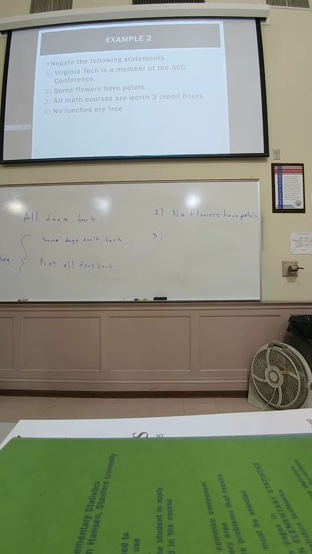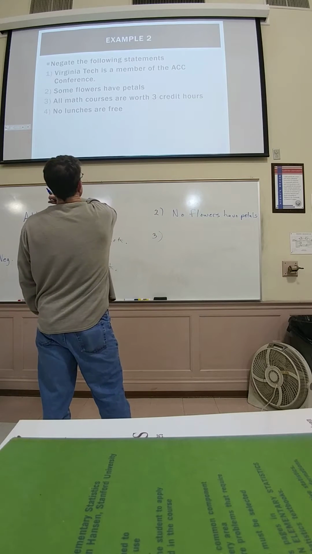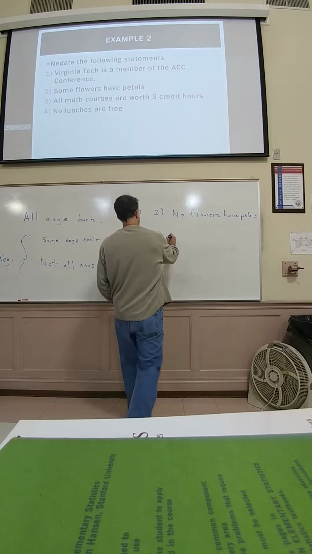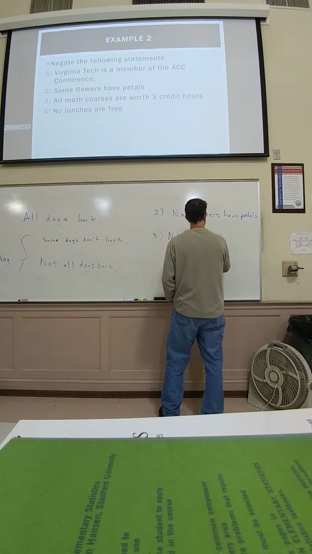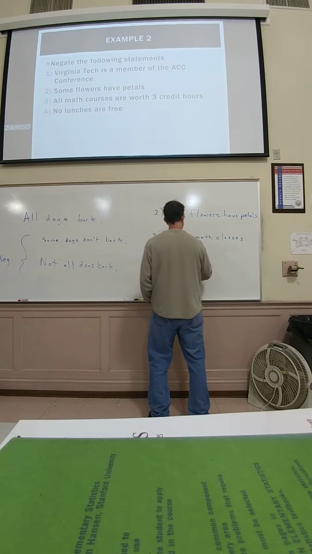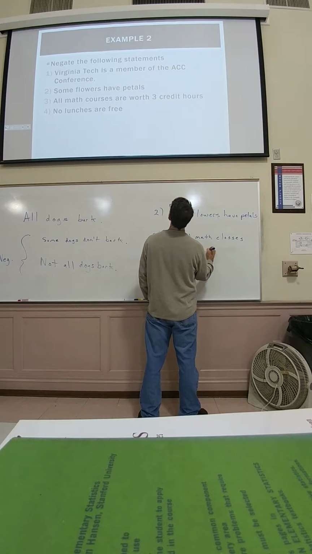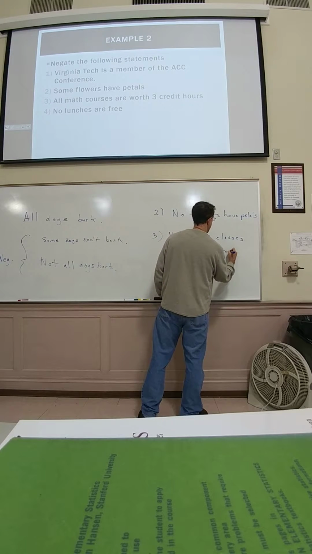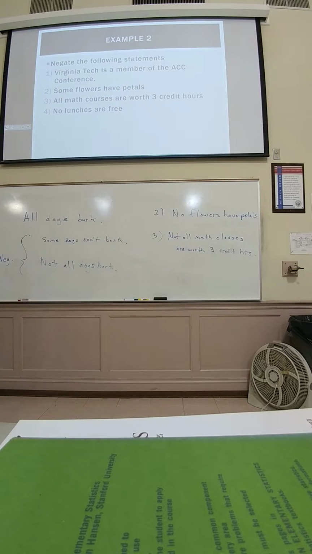All math courses are worth 3 credit hours. Well, I claim all, so I only have to say some math courses are not worth 3 credit hours, or you can use not all to negate all. So not all math classes are worth 3 credit hours. I'm going to abbreviate there. That's okay. So again, you can negate an all statement with not all: not all math classes are worth 3 credit hours.